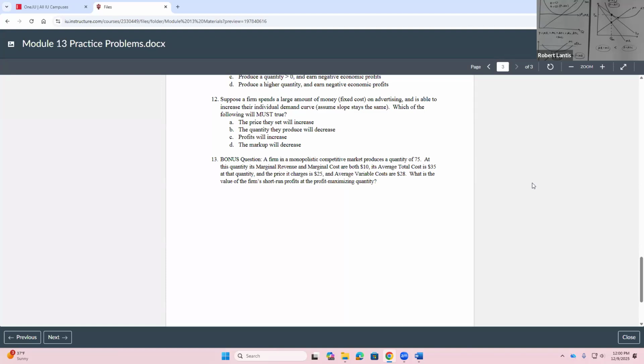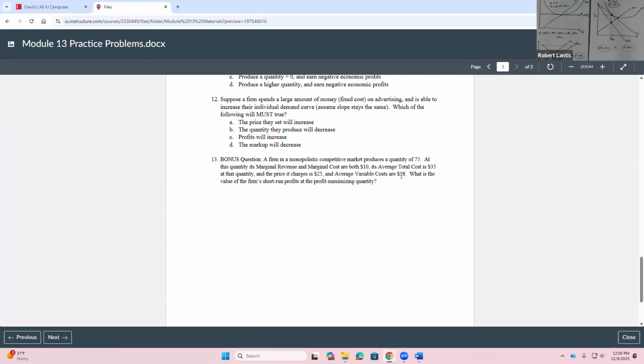What is that decision based off of? Is my price less than average variable cost? If it is, I shut down. So is my price of 25 less than my average variable cost? Yes. So I simply shut down. If I shut down, my profits are negative what?